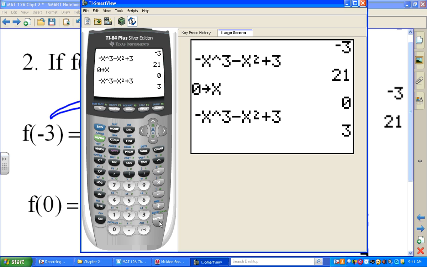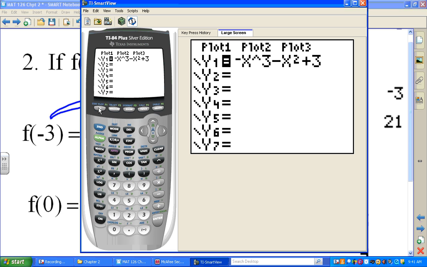I typed it in on that window. I did the problem 2 ways. One, I typed everything on the home screen first and did it. Second, I went to Y1 and typed everything in there and did it that way. So I did the problem 2 different ways on the calculator. They don't go together. They're 2 separate ways of doing it.